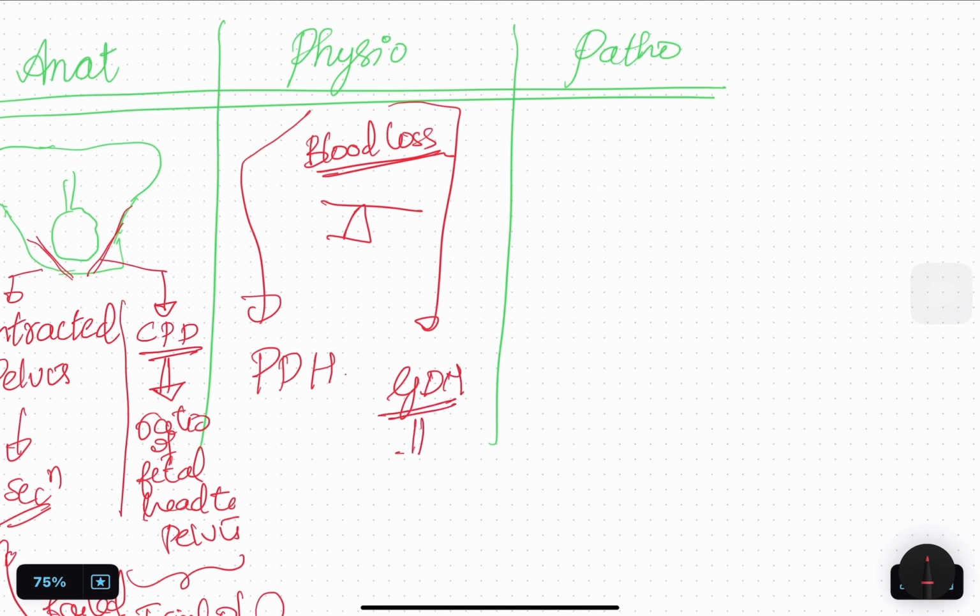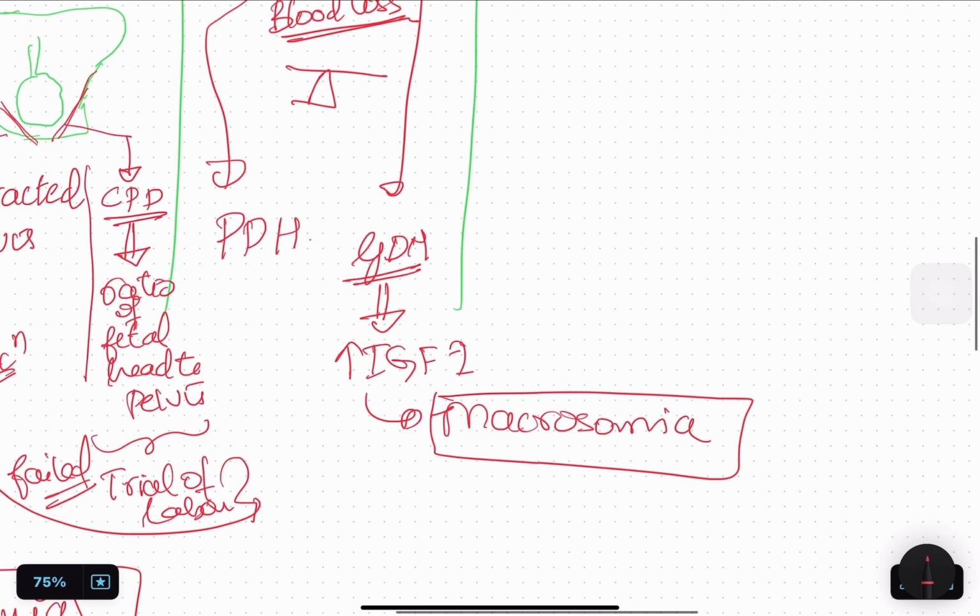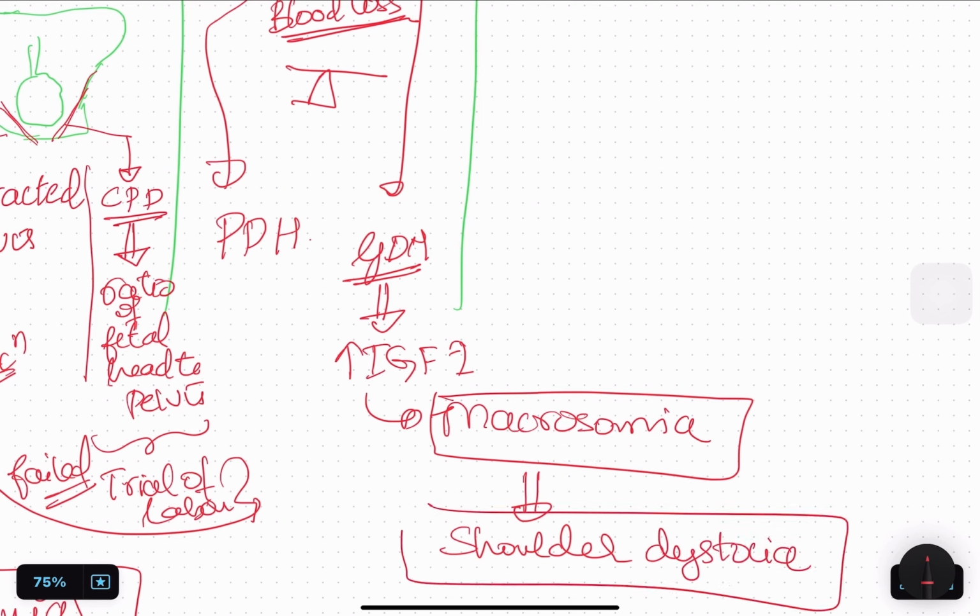Then, important, the complications which we discussed, GDM, that is gestational diabetes mellitus. That leads to what? Yes, that leads to increased insulin-like growth factors release, which will cause macrosomia. And if it's macrosomia, what is the problem? It is difficult for delivery. So sometimes the baby might have shoulder dystocia. That is, if you are unable to deliver the shoulder after the head has been delivered, it is called shoulder dystocia. That itself is an important topic.